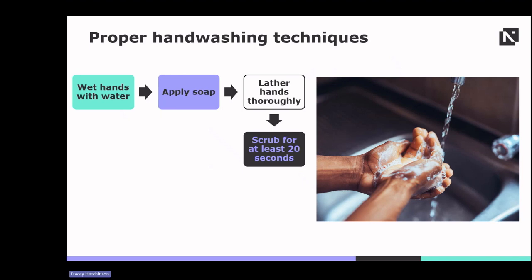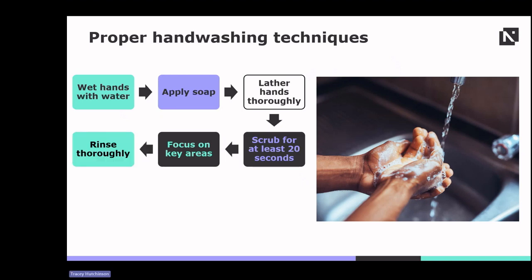Scrub for at least 20 seconds. Rub your hands together for at least 20 seconds. This duration is crucial for effectively removing dirt, germs and pathogens from your hands. Next, pay special attention to key areas where pathogens are likely to reside, such as around the nails and the tips of the fingers.